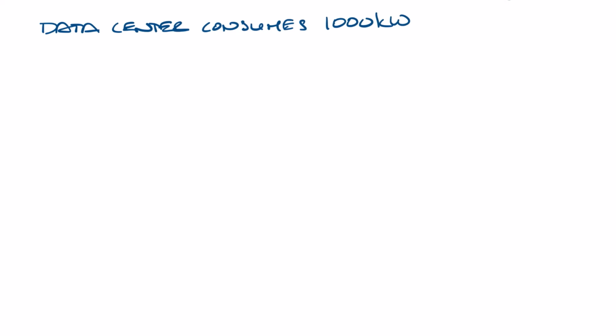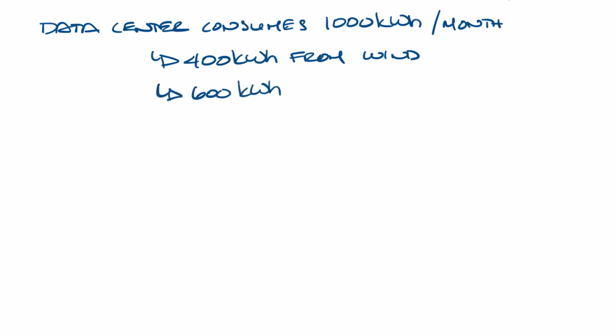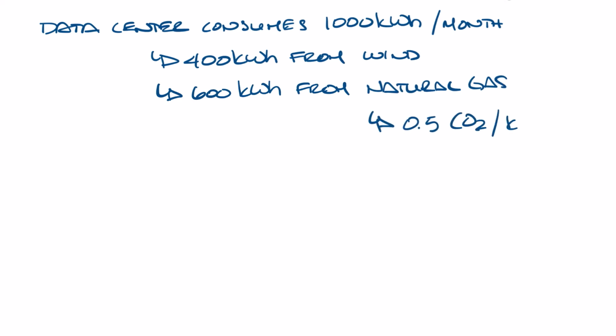Let's move this over one more time. So let's do an example. If you have a data center that consumes 1,000 kilowatt hours of energy a month, and 400 kilowatt hours of that comes from a renewable source like wind that has 0 CO2 emissions, and the rest, 600 kilowatt hours, comes from natural gas, which has 0.5 CO2 emissions per kilowatt hour. And this data center uses 700 kilowatt hours per month.